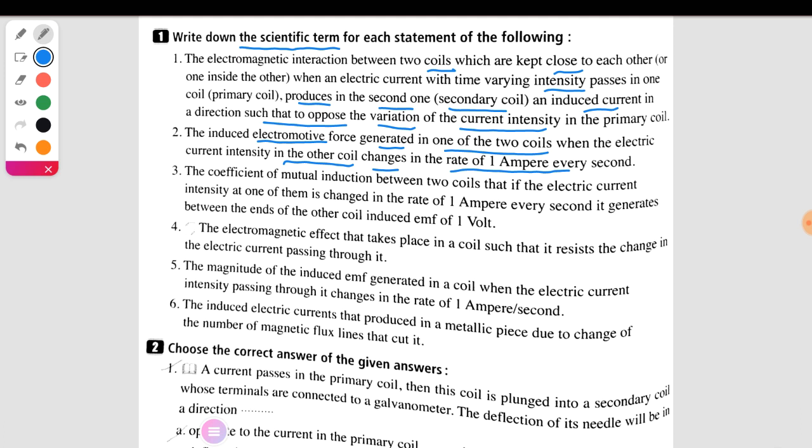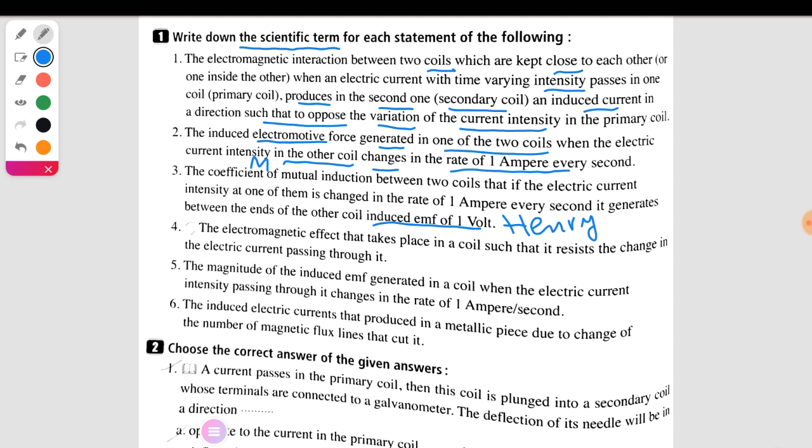The third point: the coefficient of mutual induction has the symbol M. If the electric current intensity in one of the coils changes at the rate of 1 ampere every second, and it generates between the ends of the coil an induced EMF of 1 volt, this is called Henry. Henry is the unit for measuring the coefficient of mutual induction between two coils.